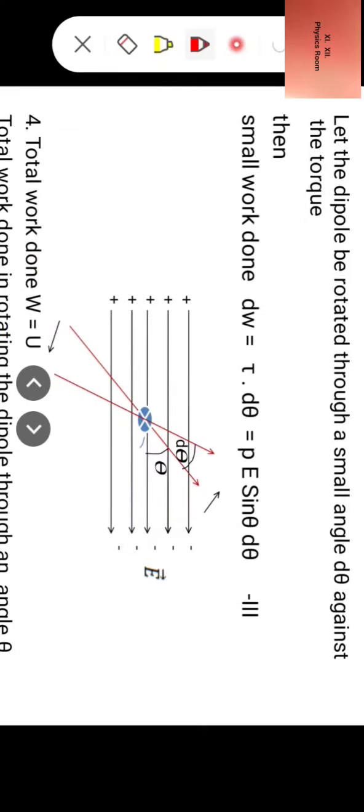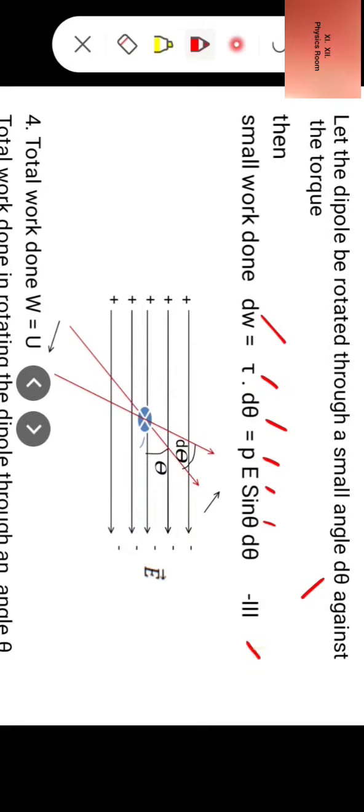I repeat, let the dipole be rotated through small angle d theta against the torque. Then small work done dW is equal to tau into d theta and it is equal to mod P mod E sin theta d theta, because torque is equal to mod P mod E sin theta. So we have marked it as equation number 3.